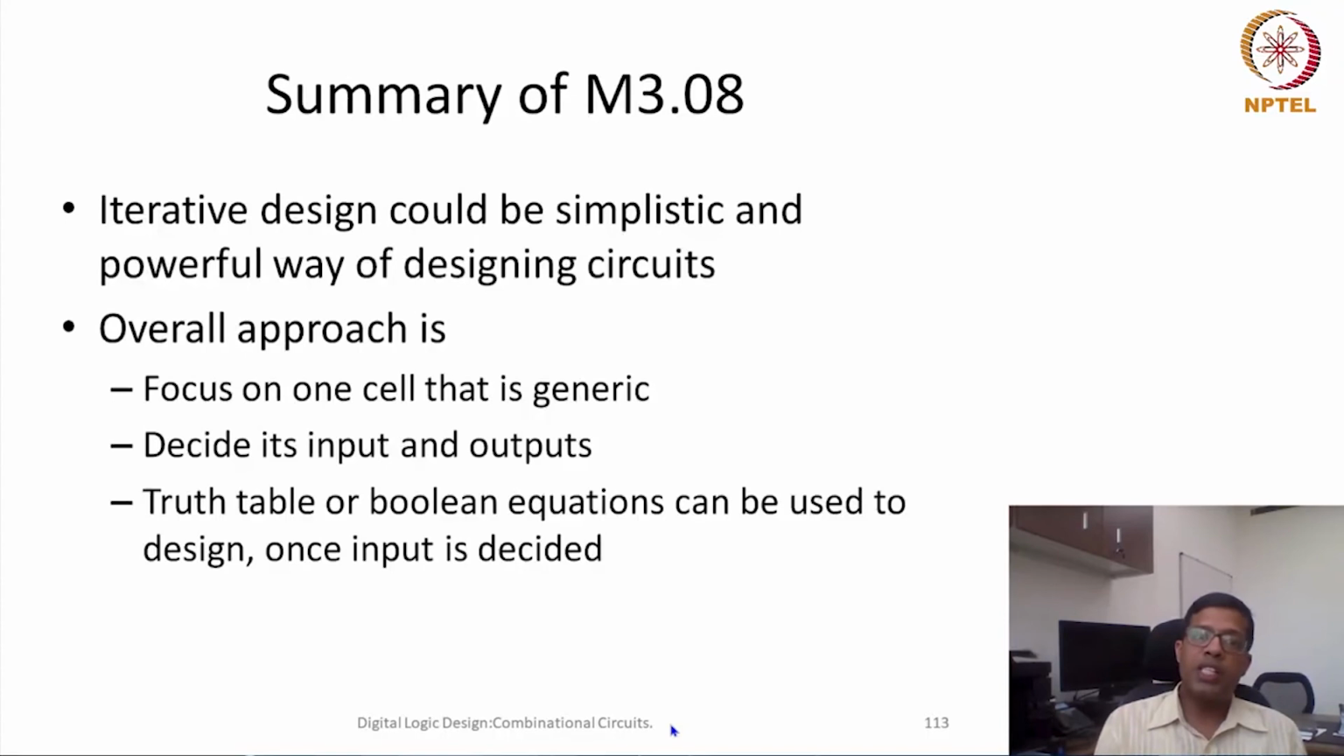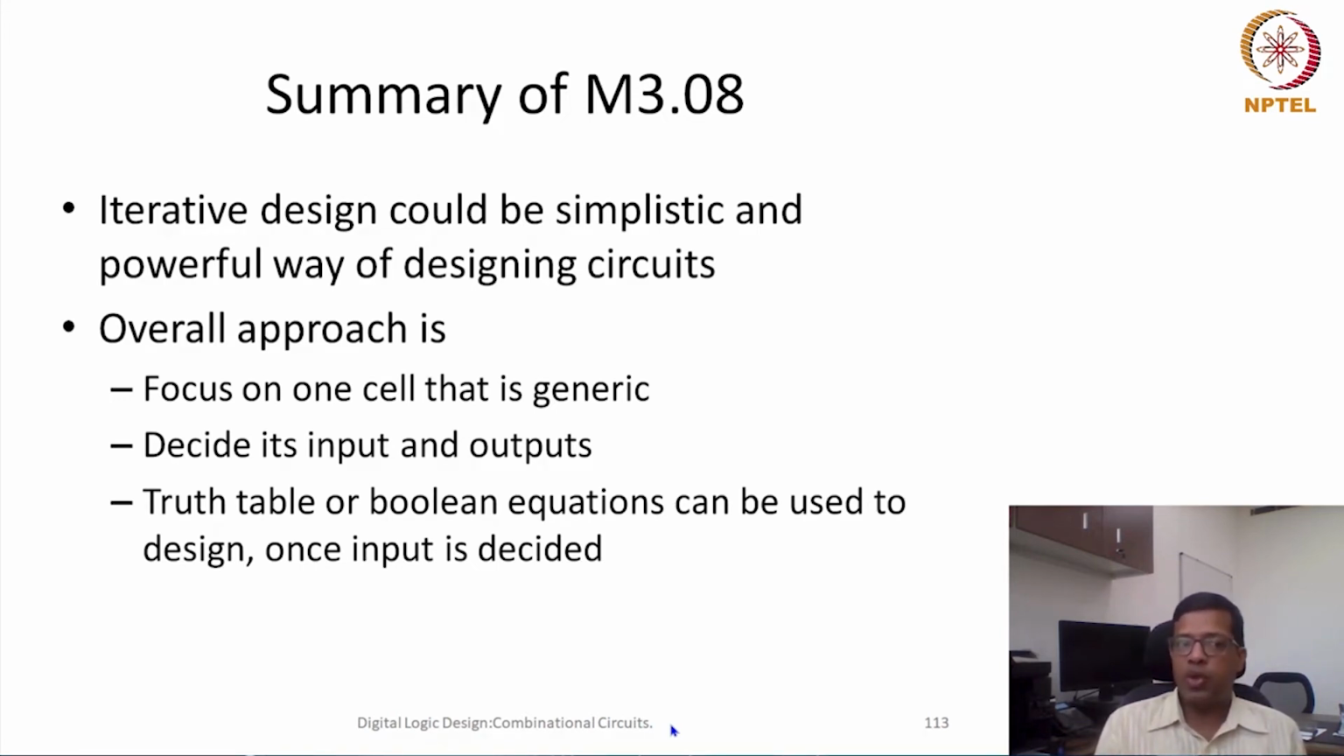Okay, so we can summarize this lecture as follows: this is a very simplistic but powerful way of designing circuits. But given a problem, first you have to identify whether that problem can be solved using iterative design or not. That decision can be made quickly by focusing on the overall problem. If the problem looks like it could be solved in a similar fashion for all the bits, then we can use iterative design.